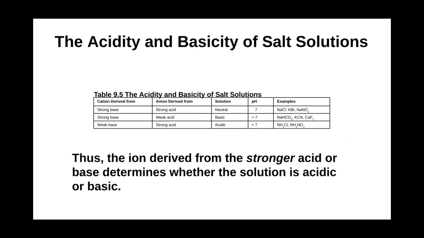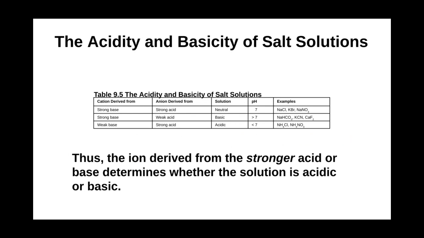And you can look at this conceptually as a table if you'd like to. Strong base, strong acid produces a neutral solution. Strong base, weak acid, basic solution. And weak base, strong acid produces an acidic solution. Now, conceptually it makes sense, right? If I have a strong acid, it's going to push things to a pH that's lower. If I have a strong base, it's going to push the pH up, right?